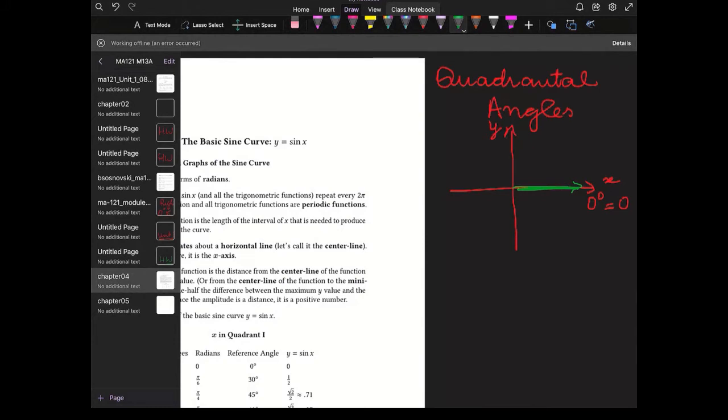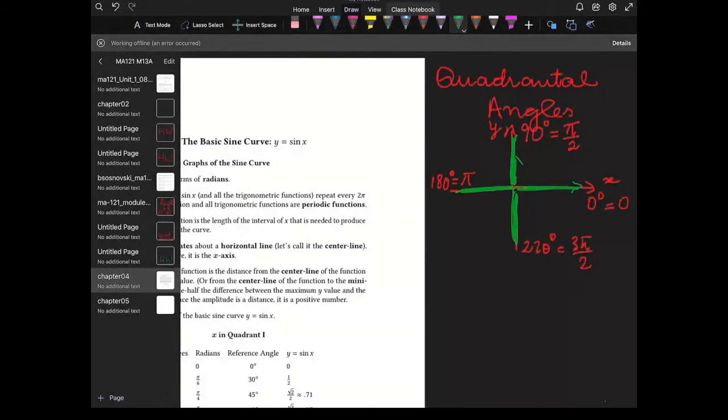Now, another quadrantal angle is 90 degrees, and 90 degrees in radians is pi over 2, and the terminal side coincides with the positive part of the vertical axis. 180 degrees is also quadrantal, and that is the same as pi radians. The terminal side coincides with the negative part of the horizontal axis. And 270 degrees, which is the same as 3 pi over 2, also is a quadrantal angle, right? The terminal side is here.